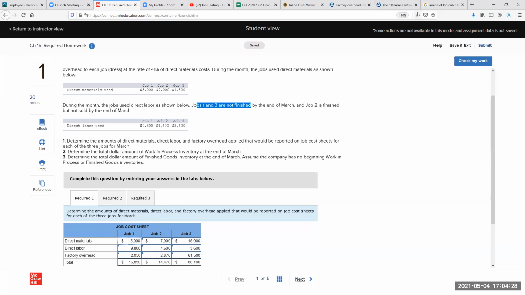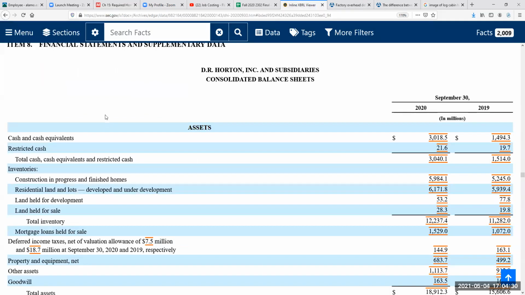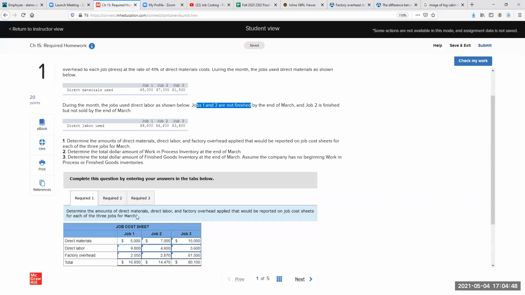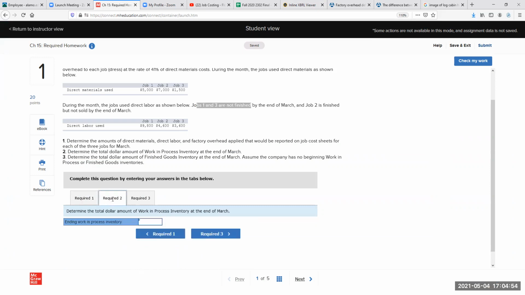And to show you that this is real world, here's D.R. Horton, one of the biggest home builders in America, and right here, construction in progress and finished homes. If the homes are finished, it gets moved to finished homes. But if the house is still being constructed, it's called construction in progress. Here in accounting, we're calling this work in progress. So this one and this one are still work in progress.